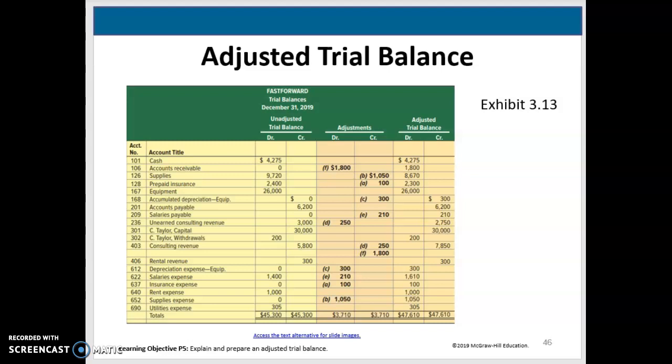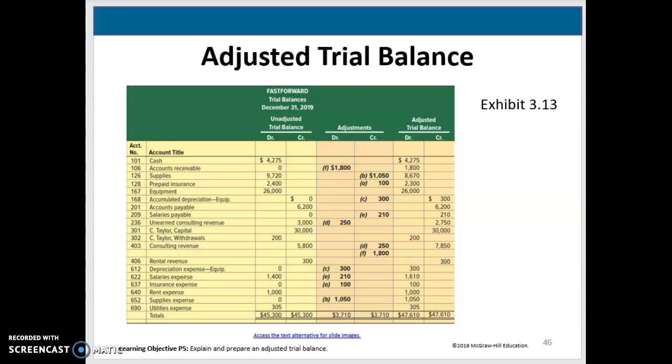Then we have supplies. Supplies had a balance of $97.20 as a debit balance. We adjusted some of those supplies. We used them. We had that supplies expense down at the bottom for $1,050, and the other side of that was a credit to supplies. So we credited supplies for $1,050, leaving a balance of $86.50 in the adjusted trial balance column. So that's what you're going to do all the way down.